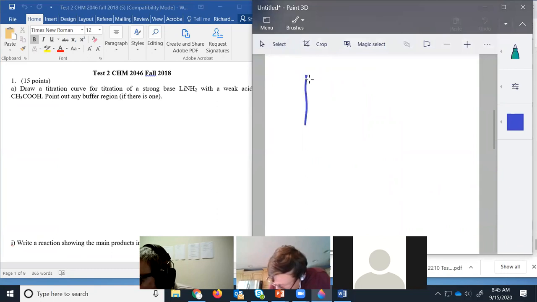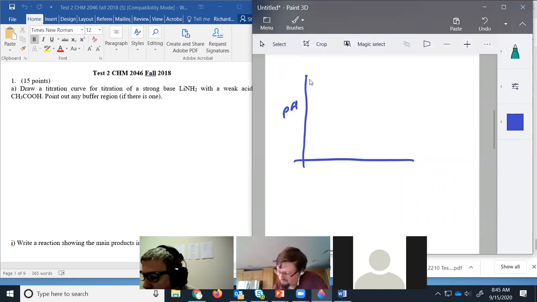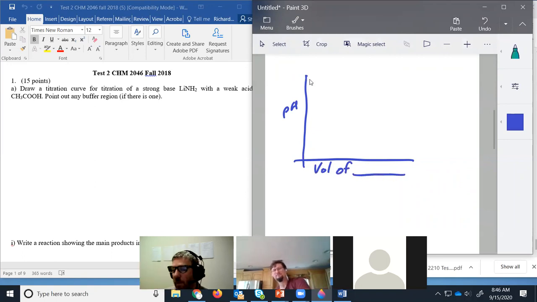So we start out with our titration curve. We're going to have pH over here. Now, what do we put down here? Can anybody tell me volume of what? So what goes down here on the y-axis? Sorry, the x-axis, I should say. Is it going to be the LiNH2 or the CH3COOH? The CH3COOH.